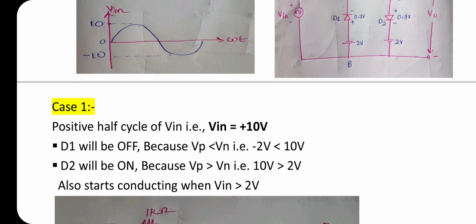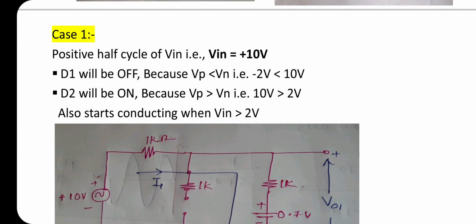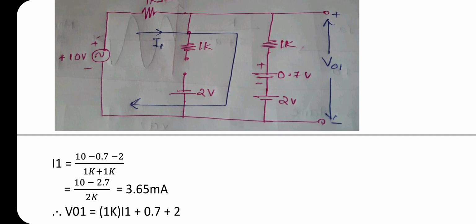Consider case 1, positive half cycle of Vin, that is Vin equal to plus 10 volt. Diode D1 will be off because Vp less than Vn, that is minus 2 volt is less than 10 volt. D2 will be on because Vp greater than Vn, that is 10 volt greater than 2 volt. D2 also starts conducting when Vin greater than 2 volt.